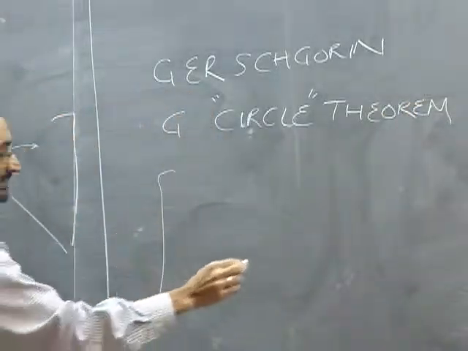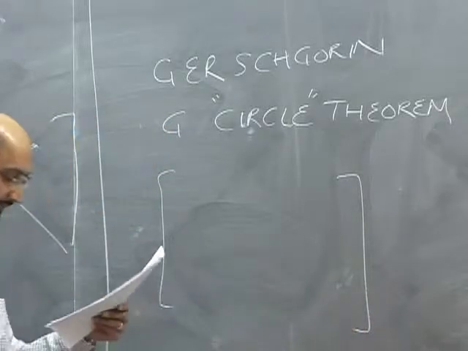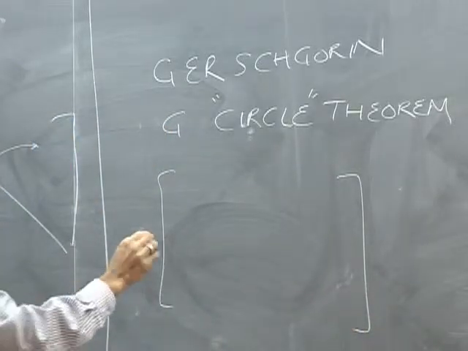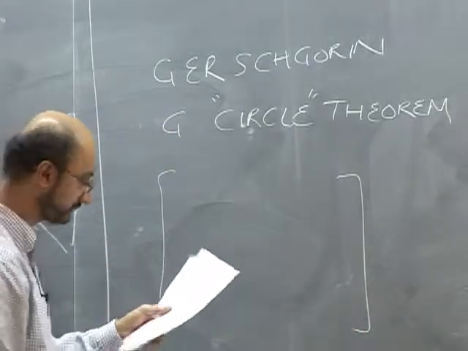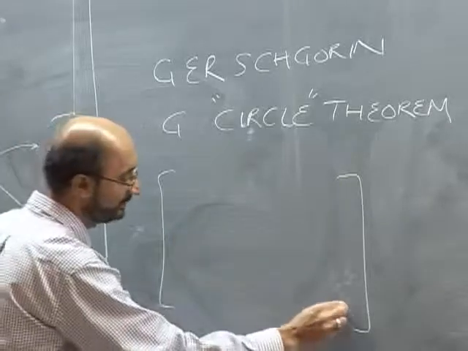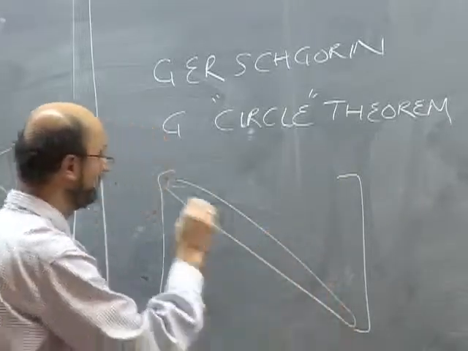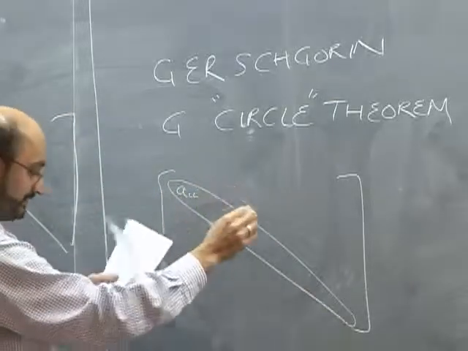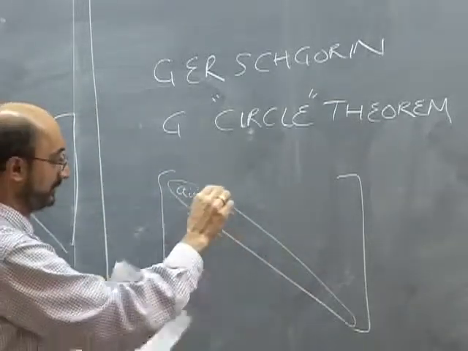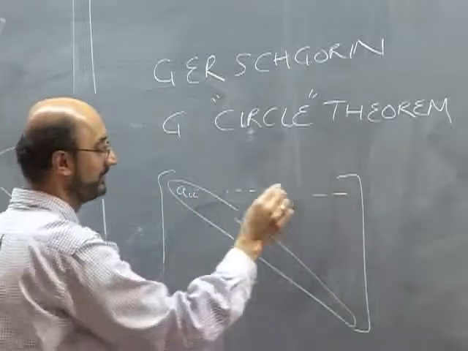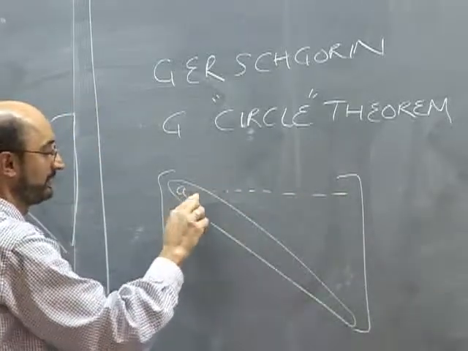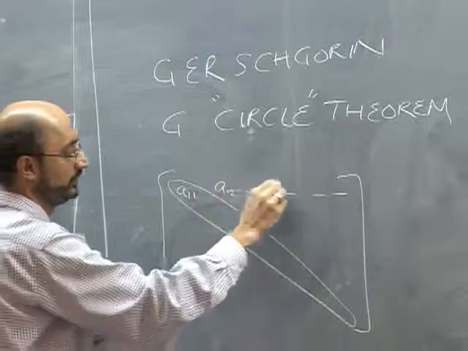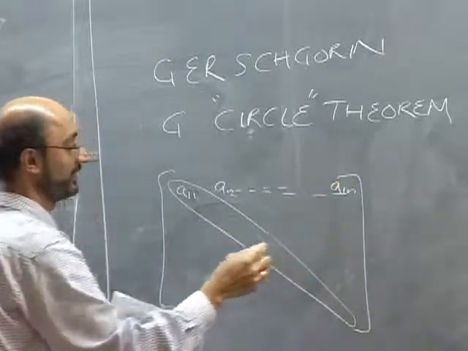Let's take any matrix, and let's say the elements are complex. Then what we do is take the diagonal elements, which are going to be a_ii, and we look at the magnitudes of the other elements over here. So this is a11, this is a12, all the way to a1n. So let's just look at that.